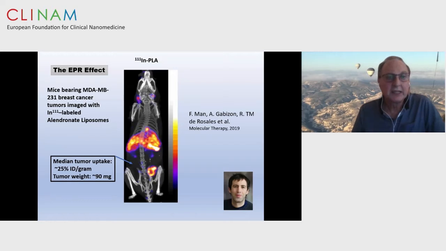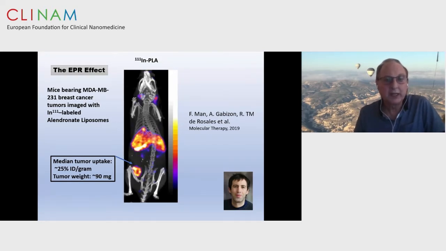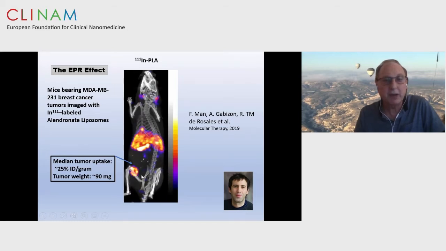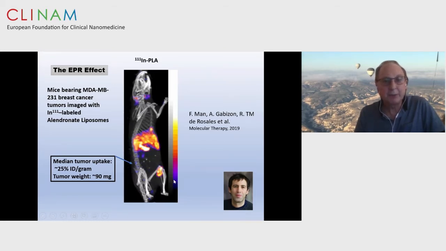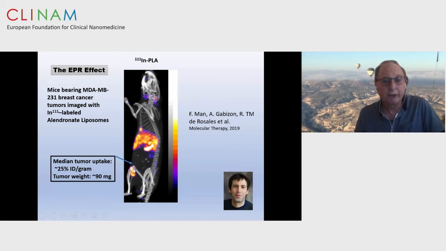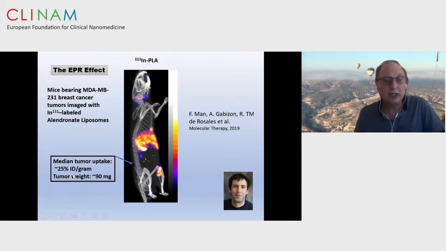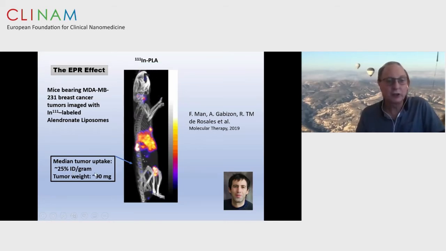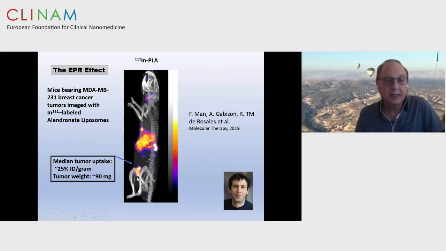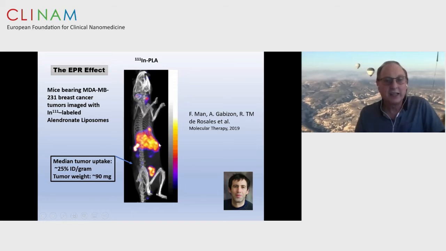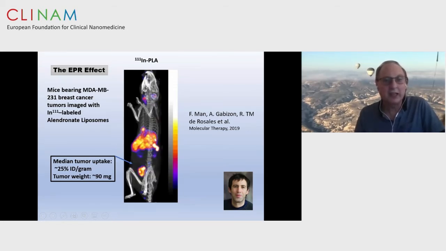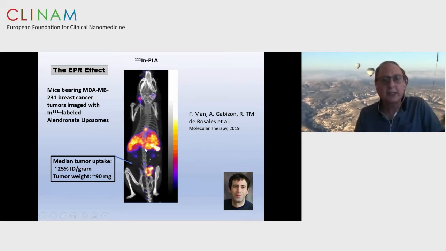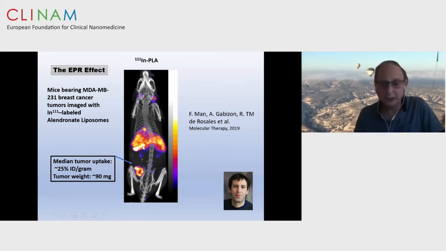And this is a slide that shows beautifully the EPR effect. It highlights, as you see here in the leg of this mouse, the uptake by the tumor of the radiolabeled liposomes, which can reach very high levels. In this case, up to 25% of the injected dose per gram in some areas of the tumor. But likewise, you can see that the reticuloendothelial system is also taking up a large chunk of the drug, both liver and spleen, as you can see here.